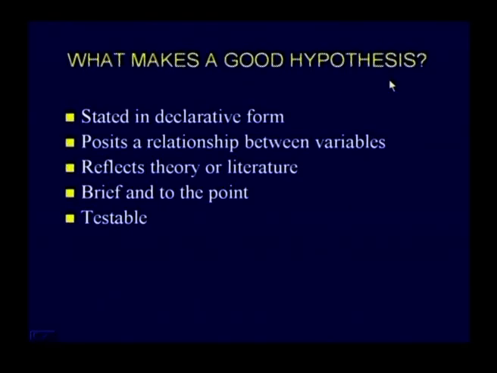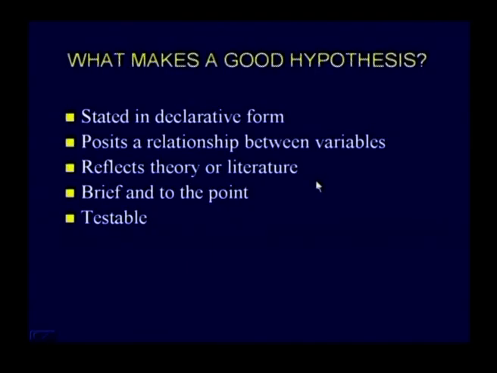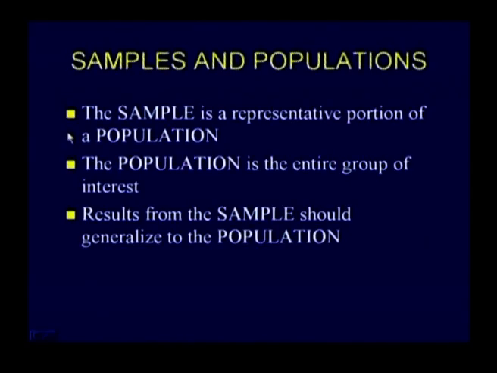What makes a good hypothesis? We have talked about these things. It should be stated in a declarative form, it asks a question, it answers a question, it posits a relationship between variables, it reflects theory or literature, it should be brief and to the point, and it should be testable. Now we move on to the important concept of the difference between samples and population. A sample is a representative portion of a population, whereas population is the entire group of interest. And we have already discussed that results from samples should be generalizable to population.